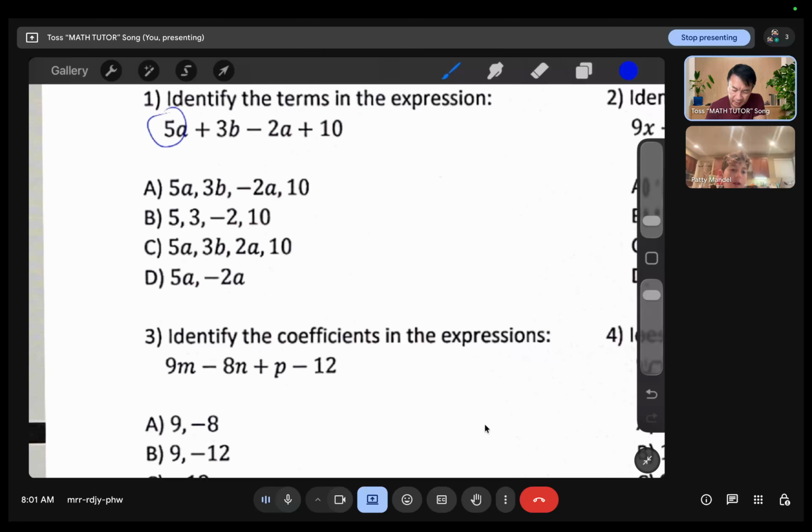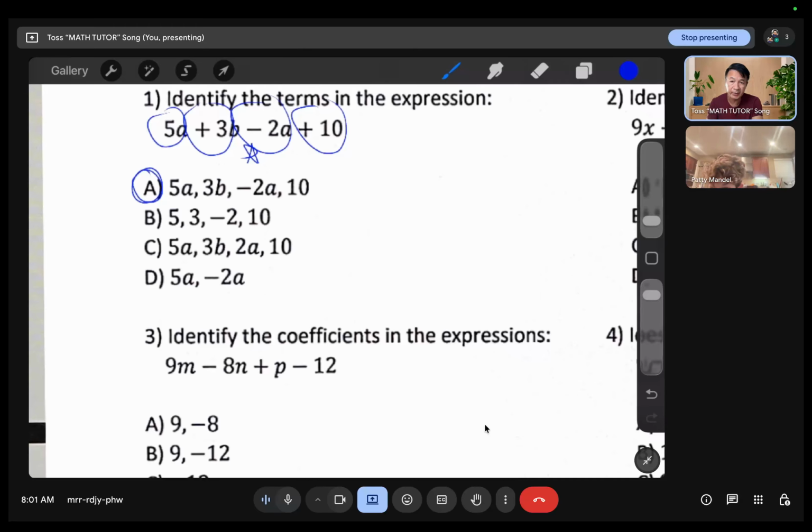I was telling you, each one is a term. However, there's something important about identifying it when you have a sign in front of it being a negative. This one is the one that gets everyone, I think, including yourself. And don't forget, when you list them, you put a comma in between. So, of course, the answer should be A, right? You see that? Yeah, you put a comma.